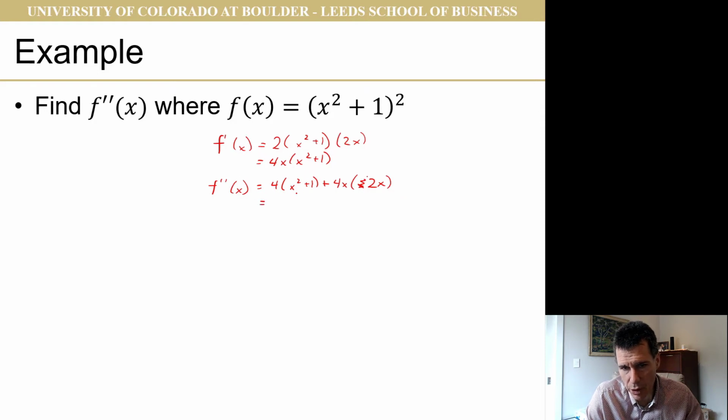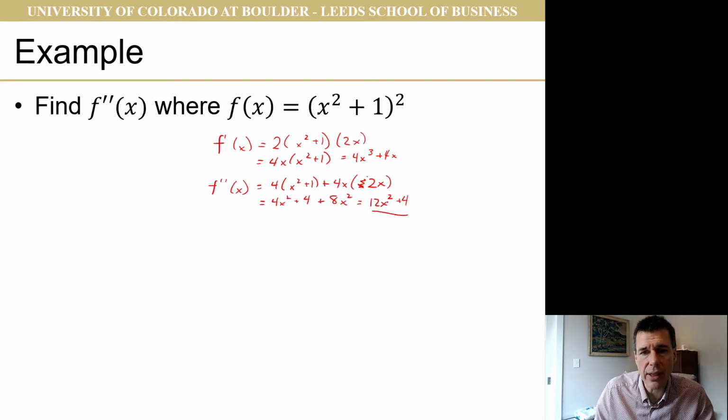If I wanted to, I could multiply this all out. We've got 4x squared plus 4 plus 8x squared equals 12x squared plus 4. Let's just look for a second here. If I multiplied this one out, we would have had 4x cubed plus 4x. The derivative of 4x cubed is 12x squared. The derivative of 4x is 4. So either way, we got the right answer. When we're taking a second derivative, all we're doing is taking the derivative and then taking its derivative.